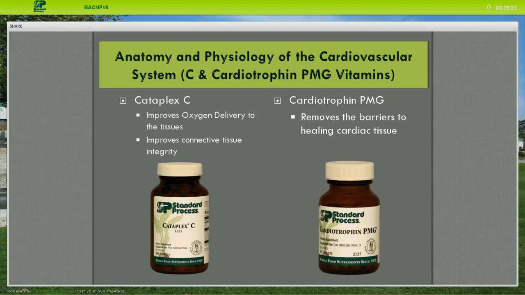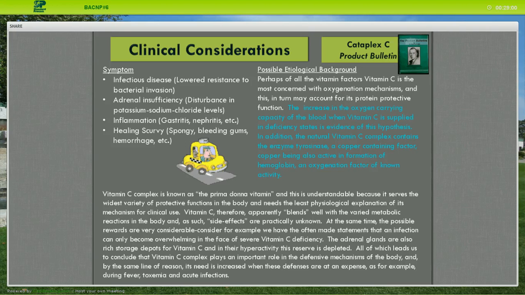So some other nutrients to consider when we're dealing with the cardiovascular system are Cataplex C and Cardiotrophin. So we're going to take these and talk about them. In general terms, Cataplex C from a cardiovascular standpoint is there to improve oxygen delivery to the tissues and to improve connective tissue integrity, to improve collagen formation. Cardiotrophin, on the other hand, is there to remove those barriers to healing of that cardiac tissue. So let's take a quick moment and see what the product bulletin has to say about Cataplex C.